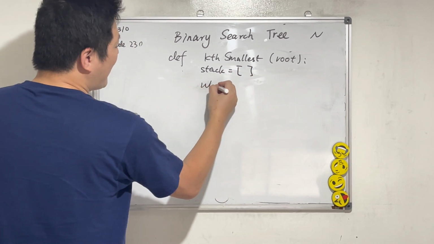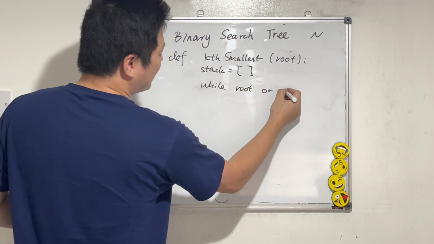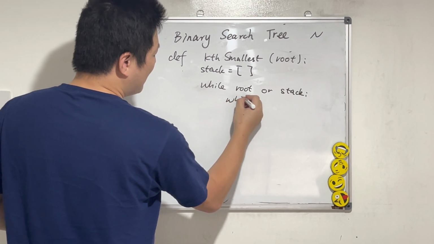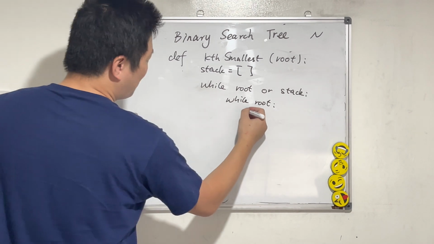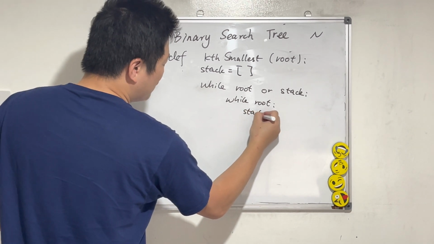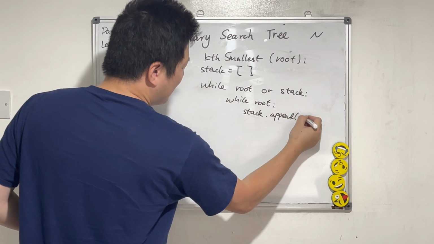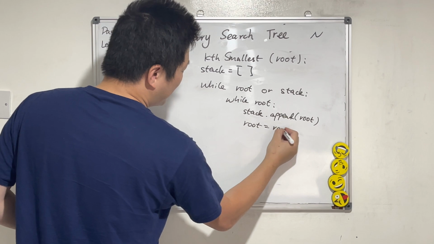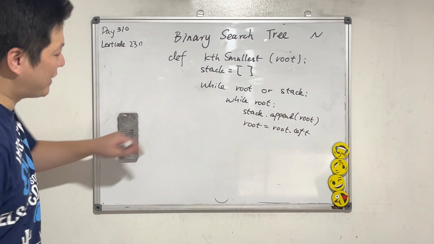Okay, now while root or the stack is not empty, then what? While root, we keep visiting the left. So we put the root in the stack, and then root equals root.left. We keep visiting the left until we can't.